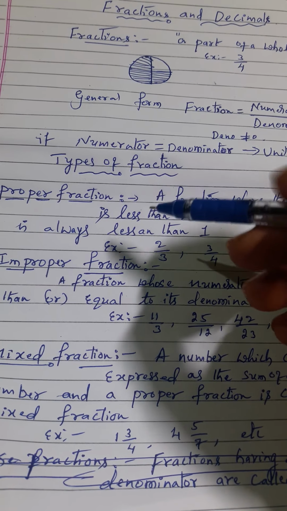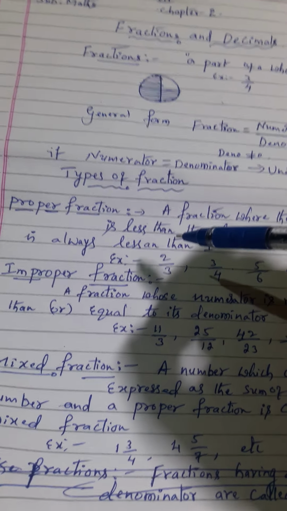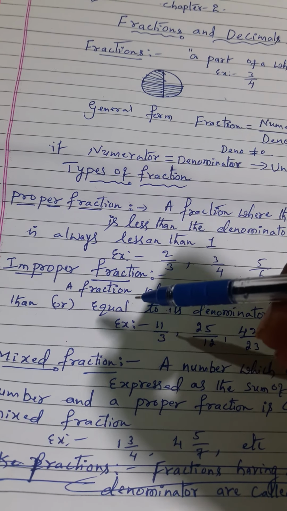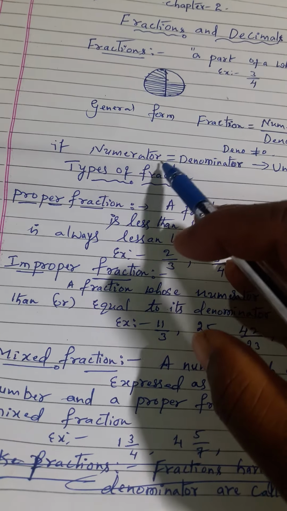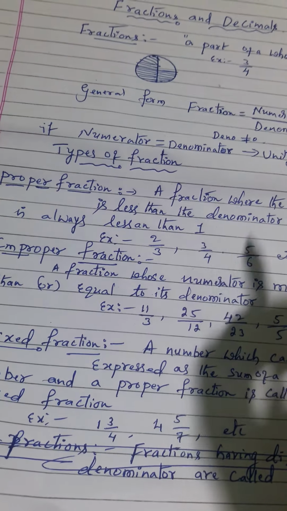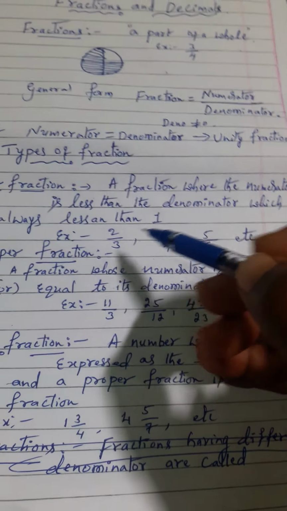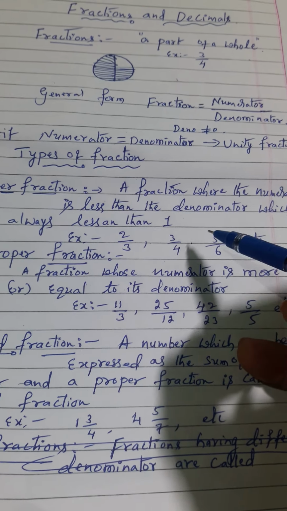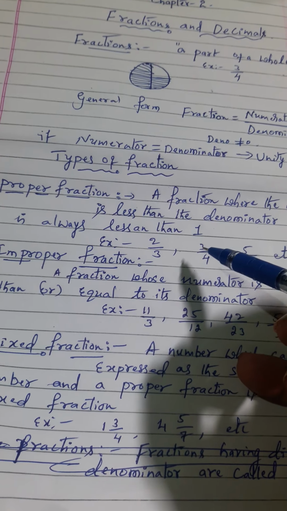Next, types of fractions. In fractions we have mainly three types: proper fraction, improper fraction, and mixed fraction. First, what is a proper fraction? As you know, a proper fraction is a fraction where the numerator is less than the denominator, which is always less than 1.